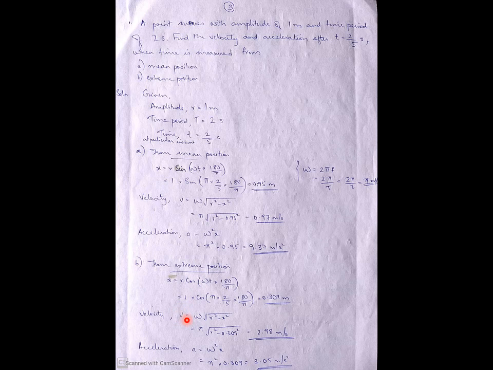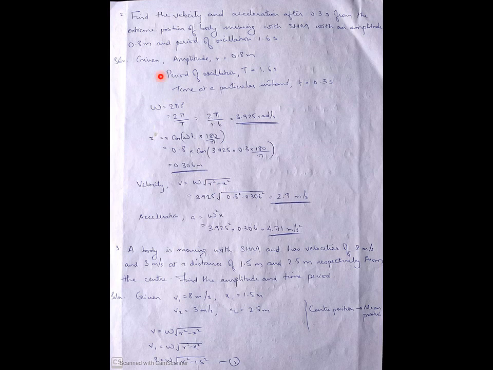Similarly, velocity value is v equal to omega into root of r square minus x square. You will be getting 2.98 meter per second, and acceleration equal to omega square x, from where you will be getting 3.05 meter per second. Even though the equations for velocity and acceleration are the same, you can see that the values are different. It is different because the x value is different. As the x value is different, the remaining values also will be different.